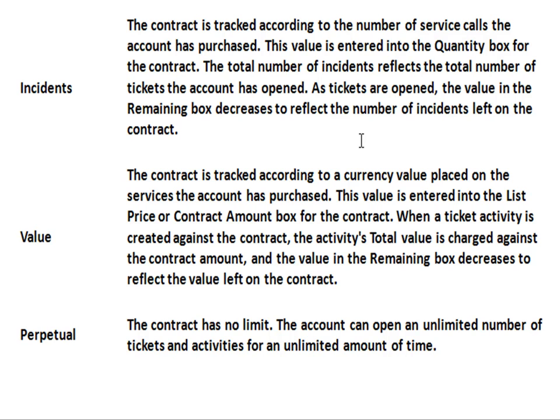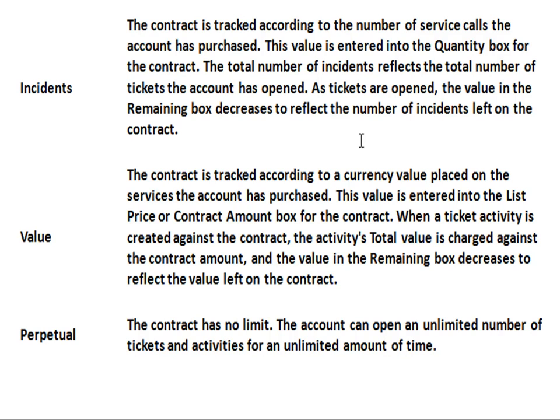When the ticket activity is created against the contract, the activity's total value is charged against the contract amount. The value in the remaining box decreases to reflect the amount left on the contract. And then the last one is perpetual, where the contract has no limit. The account can open an unlimited number of tickets and activities for an unlimited amount of time.